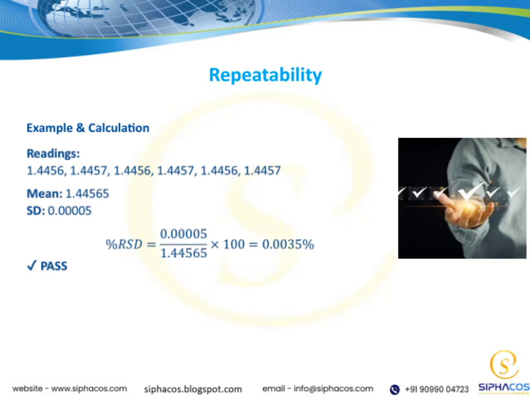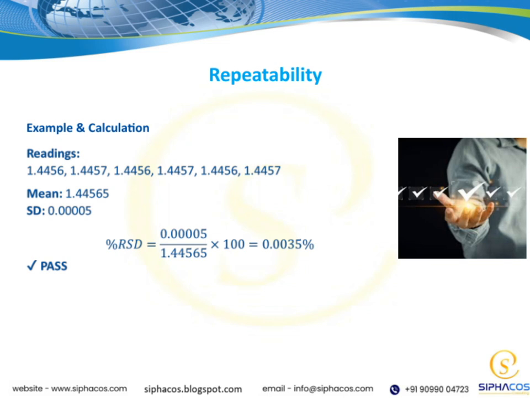All right, let's take a closer look at this example and calculation for repeatability. First, the key point here is that repeatability measures how consistent our results are when we perform the same test multiple times under the same conditions. It's really important because it tells us about the reliability of our measurement process. If the results vary too much, then our process isn't very dependable, and that can lead to issues down the line.